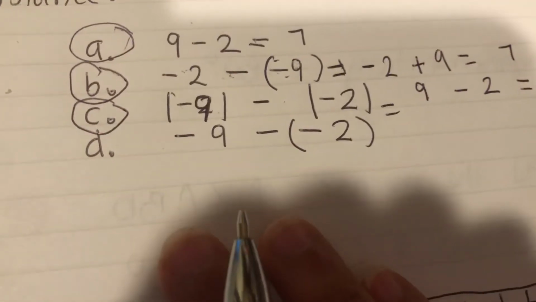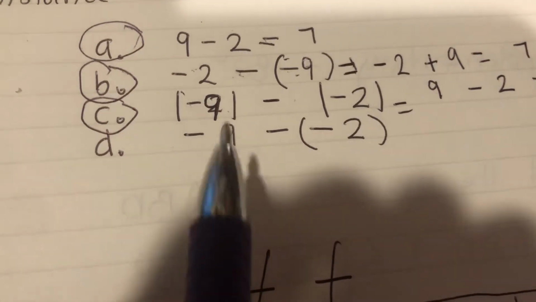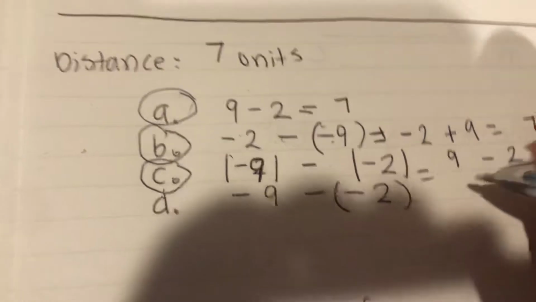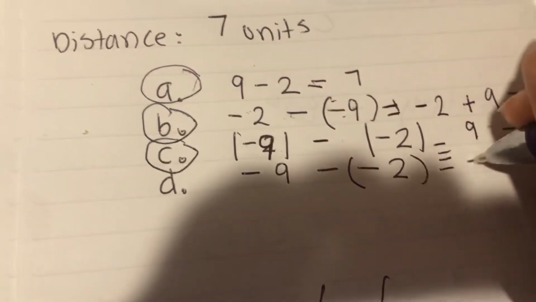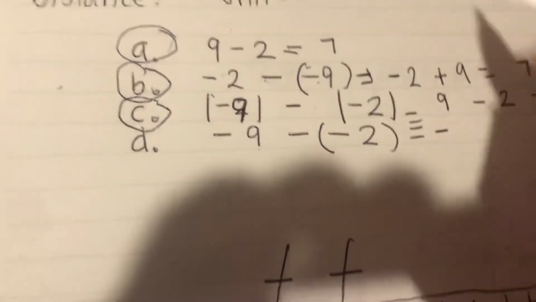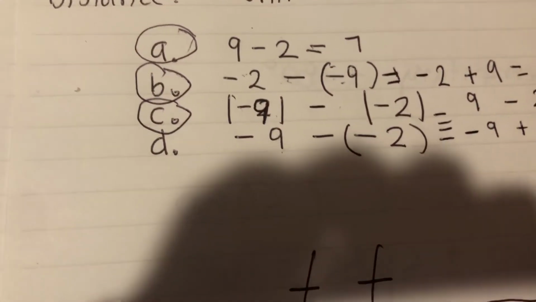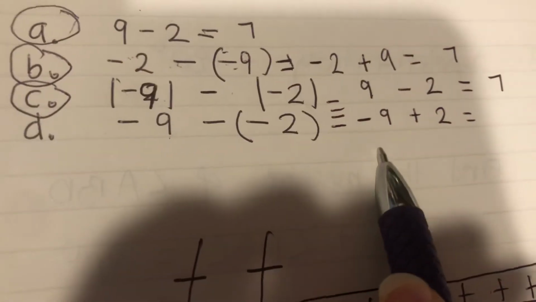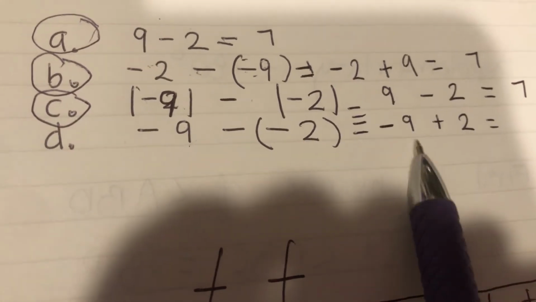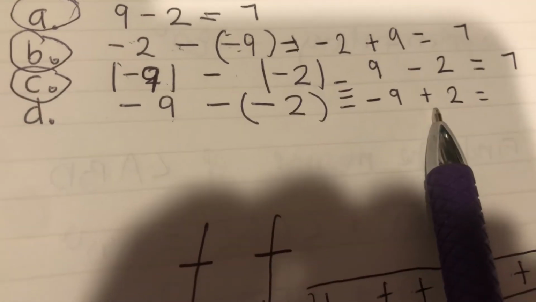So let's try this last one. So we're going to do -9 minus -2. Remember, when we see subtracting a negative, we're just going to write it as -9 plus 2. Now this one's a little bit different, right? Now I have 9 negatives and 2 positives. So it's kind of flipped, right?